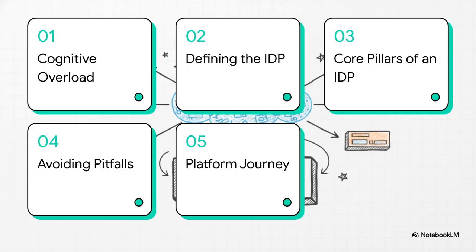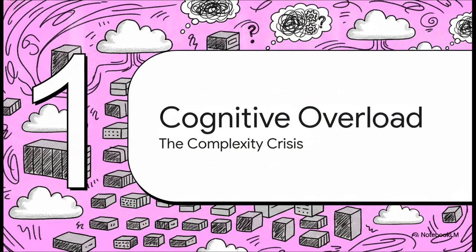Here's our roadmap for today. First, we'll look at the cognitive overload crisis. Then, we'll define the IDP solution, break down its core pillars, talk about how to avoid common implementation pitfalls, and finally, look at how to actually start your platform journey. All right, let's jump straight into part one, the cognitive overload crisis.